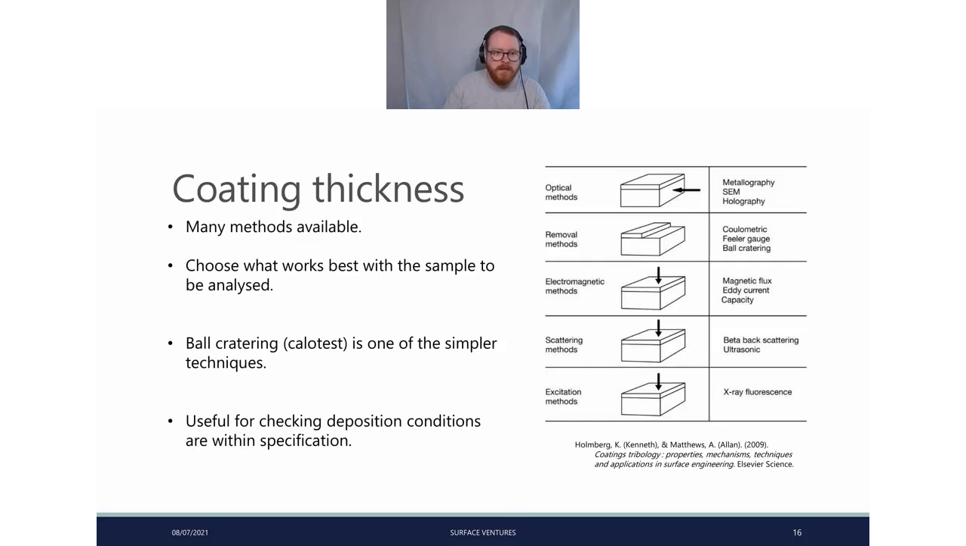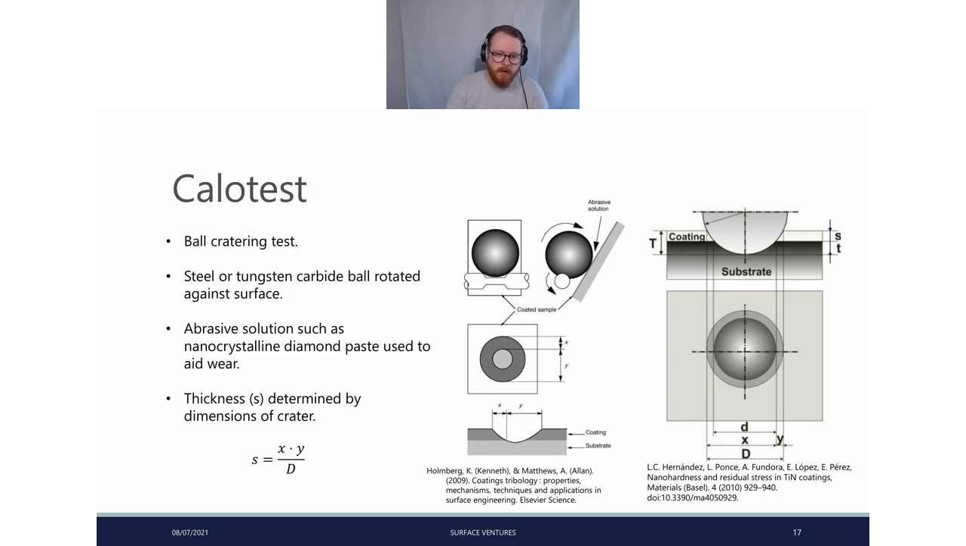So the Calotest, as I mentioned, this is probably the most simple one to do. It's a bulk cratering test. So typically either a steel or tungsten carbide ball is rolled against the surface with a nanocrystalline diamond paste in order to help the abrasion here. And then you can measure the geometry of the wear scar in order to determine your coating thickness. And this is quite an accurate method. It'd probably be quite good for your samples as well to check by another method, but for a quick verification, it's very difficult to beat the Calotest.